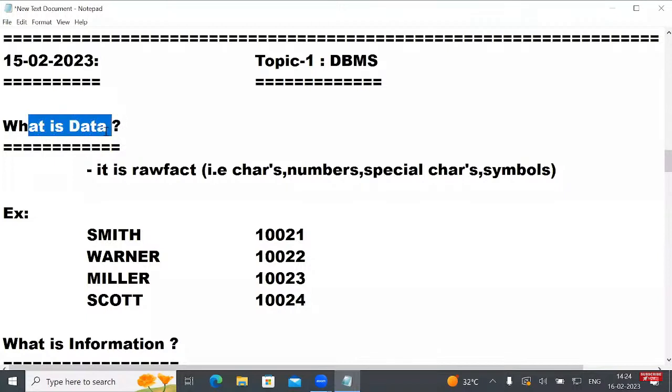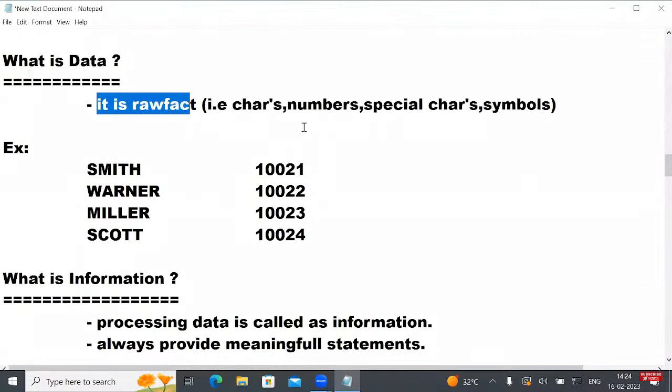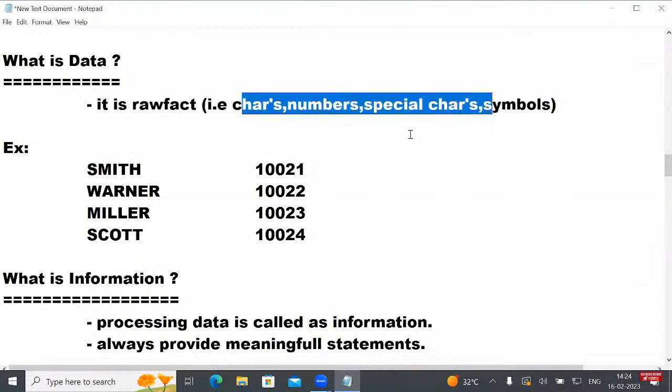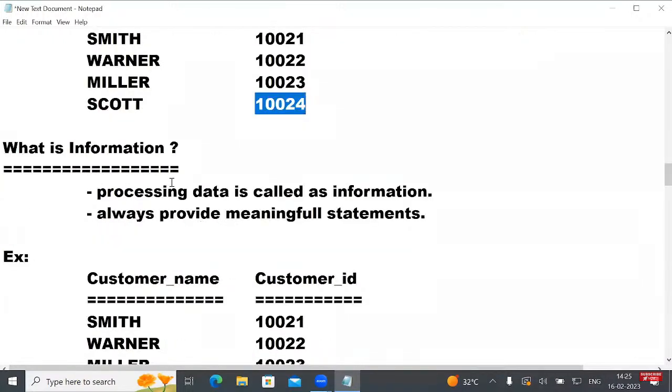What exactly is data? How can you define it? We said it is a raw fact, any combination of things. For example, Smith, Warner, Miller, Scott. These are names, but we don't know what they belong to. When we can't predict what exactly they are, that kind of thing is what we call data. Numbers are also data.